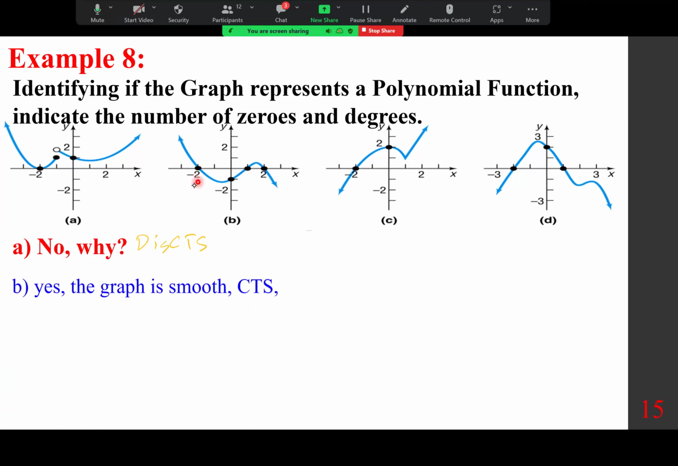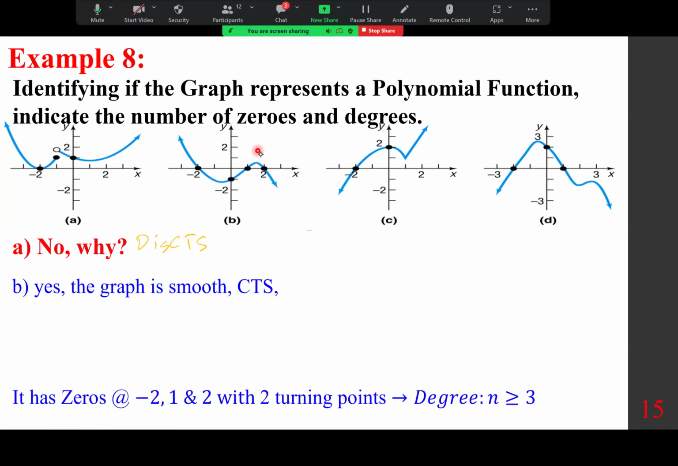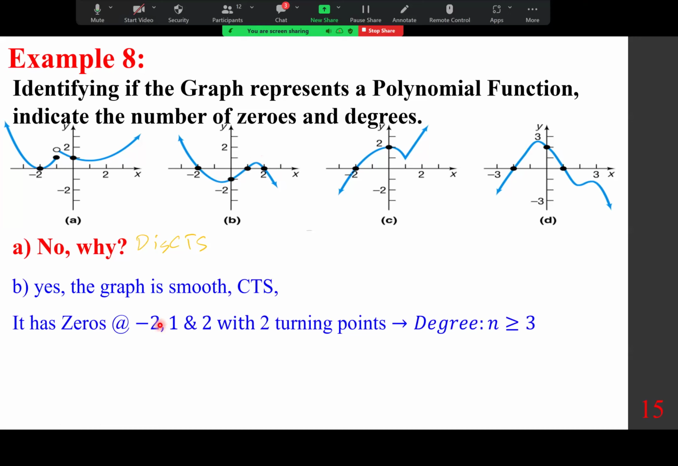What about the zeros? There's a zero at -2. There is a zero at 1. There is a zero at 2. So 3 zeros. And two turning points. The degree is 3 or larger. So it has zeros at -2, +1, +2. There are two turning points. The degree must be 3 or larger.